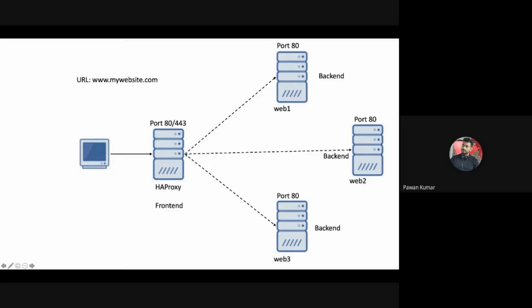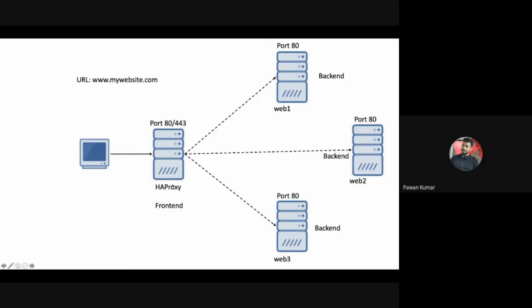So this is round robin, and when the fourth query comes, it will go to web 2. So it will distribute everything. Whatever traffic comes onto the HAProxy, it will send equal traffic to web 1 and web 2.